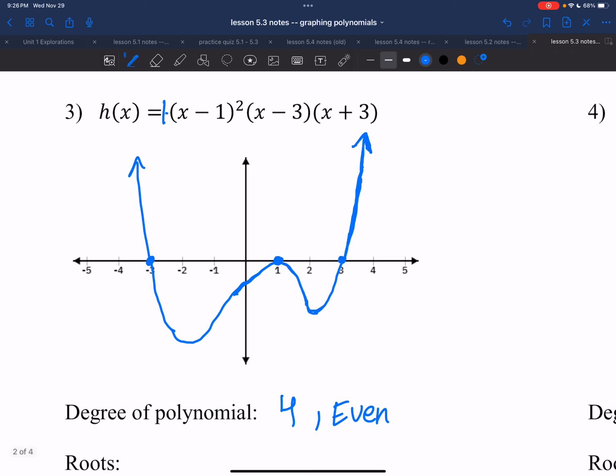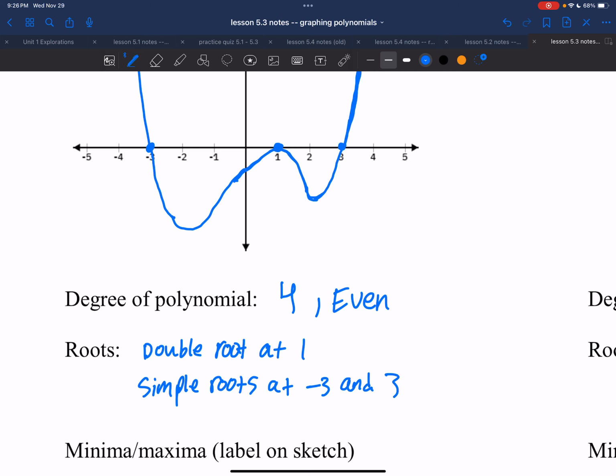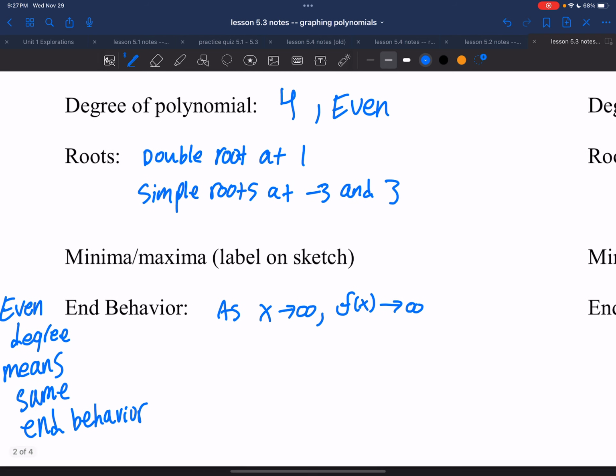So there it is. Our roots, we have a double root at 1. I guess I don't really need to write this, but then I have simple roots at -3 and 3. Okay? And behavior, they both go up. So as x goes to the right, f of x goes to infinity. As x goes to the left, f of x goes up. That means positive infinity, like so.